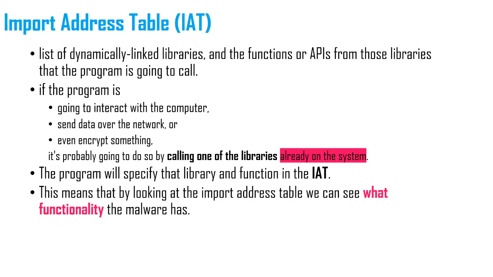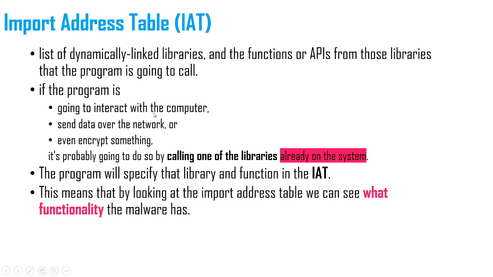Say for example, the program is going to interact with the computer, send data over the network, or even encrypt something in the particular system, if a program is going to execute. Here, what I mean is that the program is a malicious program.